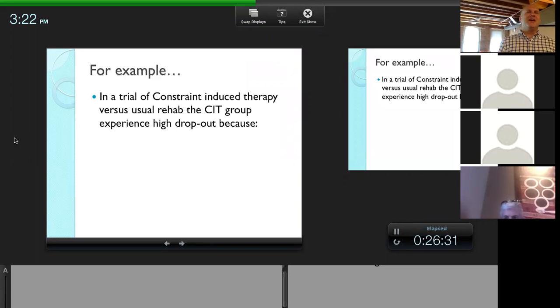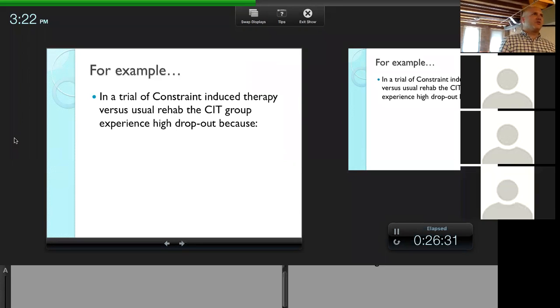That's the idea that in stroke, in order to force people to use the affected arm, you essentially restrain the good arm down, strap it down, and then force them to do what's actually usually highly intensive task practice with the affected arm. So you might have a trial of constraint-induced therapy versus usual rehab, and end up with quite high dropout rates, disproportionately high dropout rates in the constraint-induced therapy arm. What might drive that, do you think?